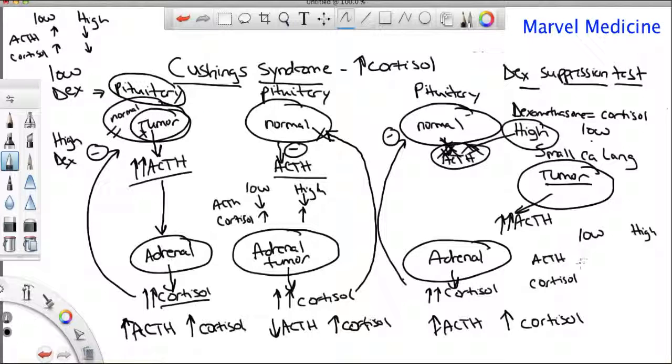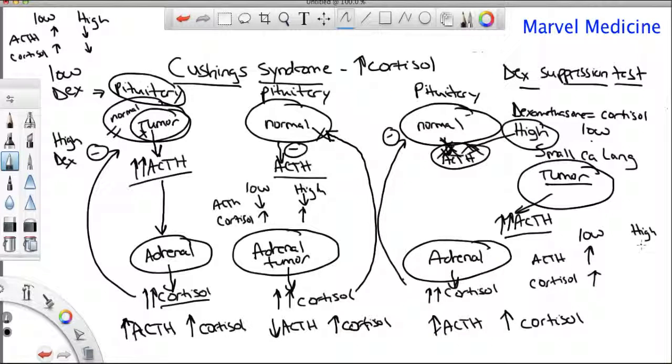So the ACTH in the low dose will still be high. Why? Because it's coming from the tumor, not the pituitary. Okay, the ACTH from the pituitary is very low, but the tumor is still releasing it. Okay, so we'll still have a high amount of ACTH and a high amount of cortisol.